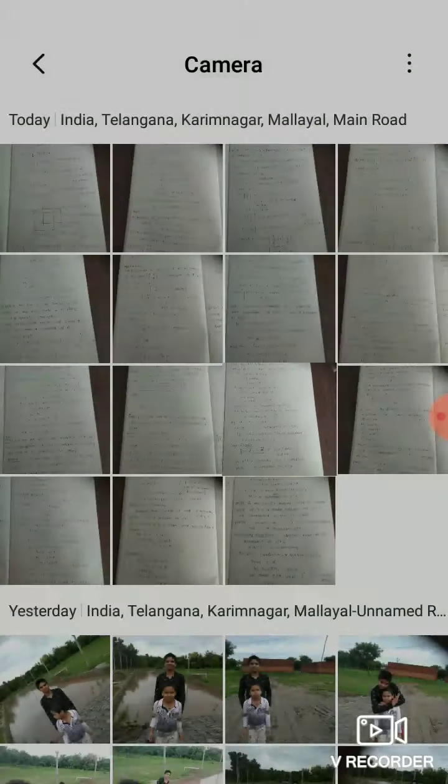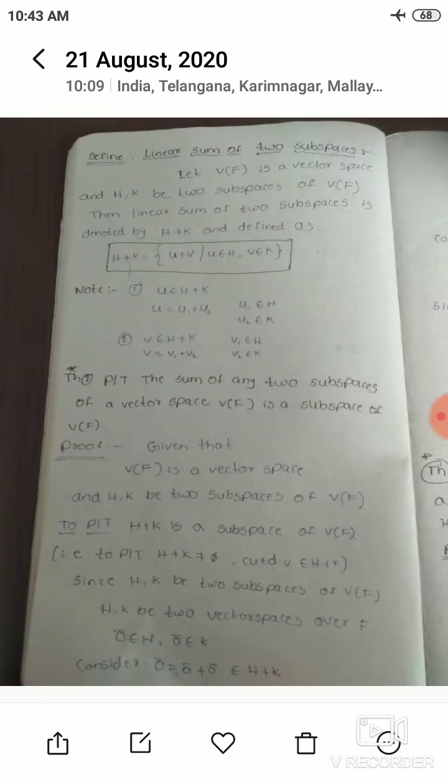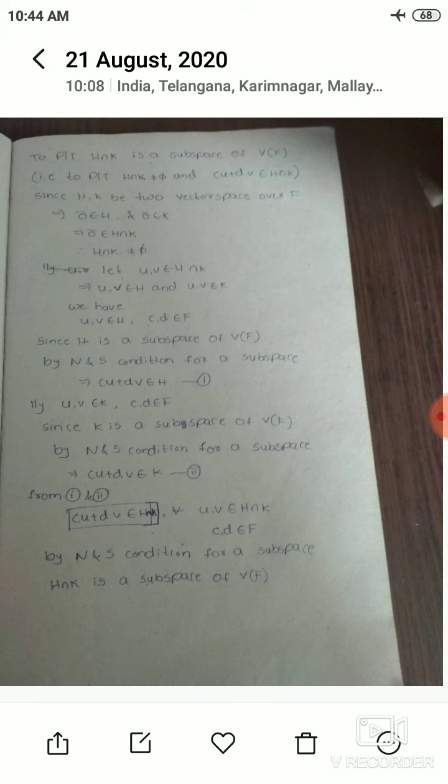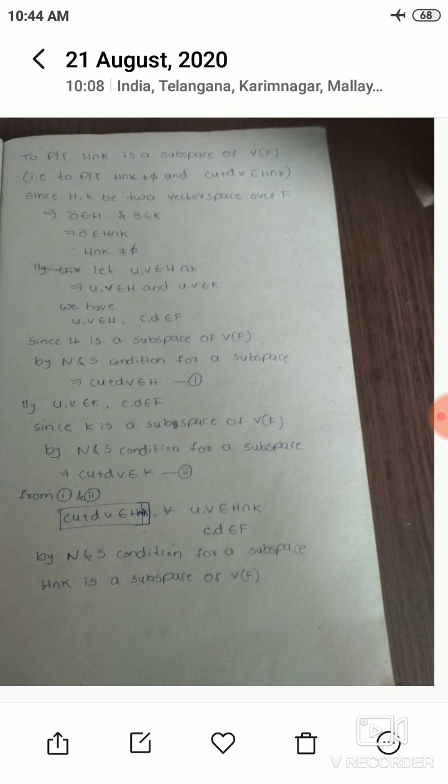What we have to show? We have to prove that H intersection K is a subspace of V of F. To prove that H intersection K is a subspace of V of F, we show H intersection K is non-empty and Cu plus dV belongs to H intersection K. If the subspace property is satisfied, then H intersection K is said to be a subspace.